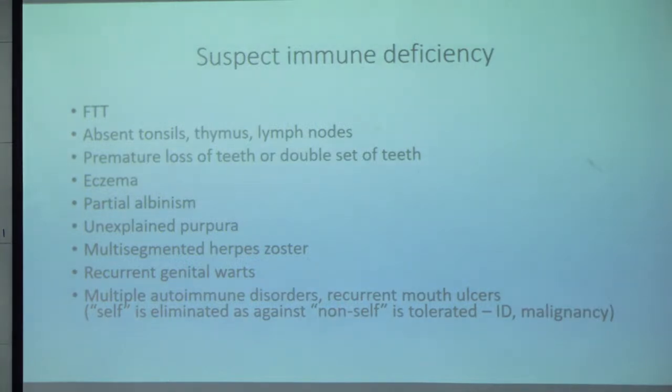Eczema, of course, partial albinism, then unexpected purpura. We know that Wiskott-Aldrich, for example, could be a part of immune deficiency but may manifest with purpura, and you would say, oh, this is immune-mediated, okay, ITP, and you might have to look more carefully to see whether there is any clue to an immune deficiency. Similarly, a herpes zoster which is multi-segment. Normally the herpes zoster is just unisegmental, which gives you an idea where something is going wrong. Recurrent genital ulcers.